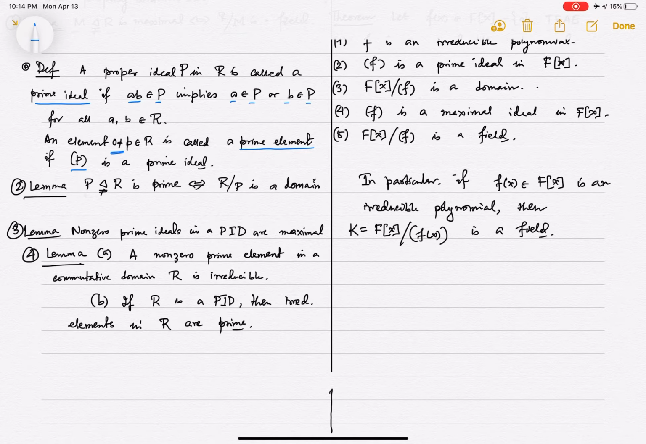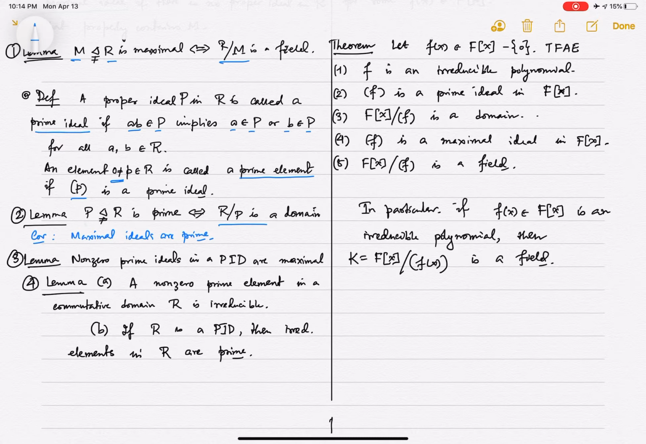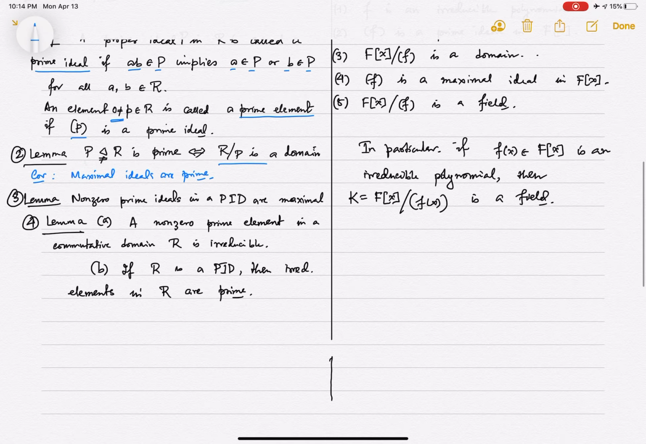We have a similar recognition lemma for prime ideals. A proper ideal is prime if and only if, when you quotient by it, you get a domain. An immediate corollary of 1 and 2 is that maximal ideals are prime. Because when you have a maximal ideal, when you quotient by it, you get a field. A field is certainly a domain, so you got a domain, which means it was prime. But the converse is not true in general. There are prime ideals that are not maximal in general. But if you are in a PID, then every non-zero prime ideal is maximal. That's Lemma 3. That also we proved at some point.